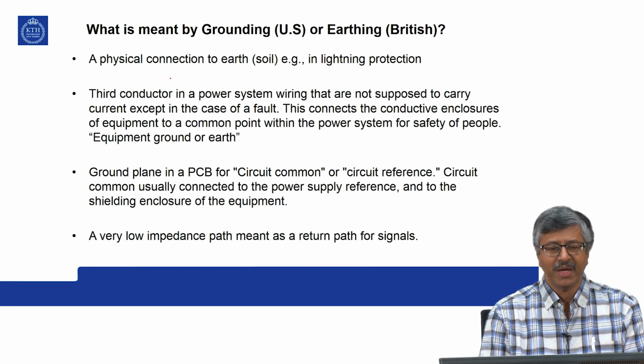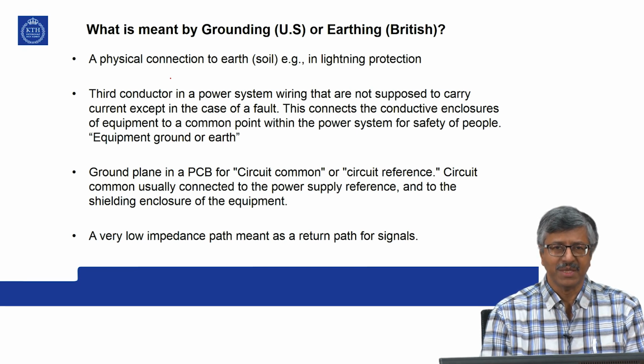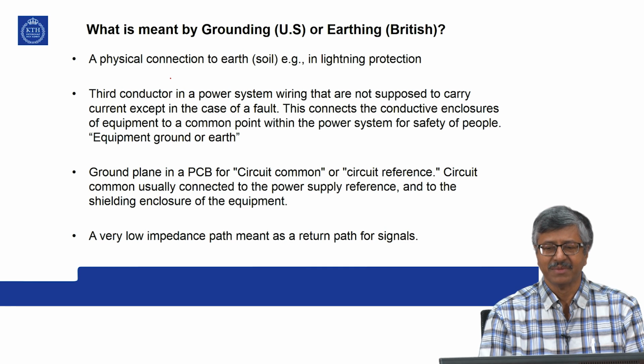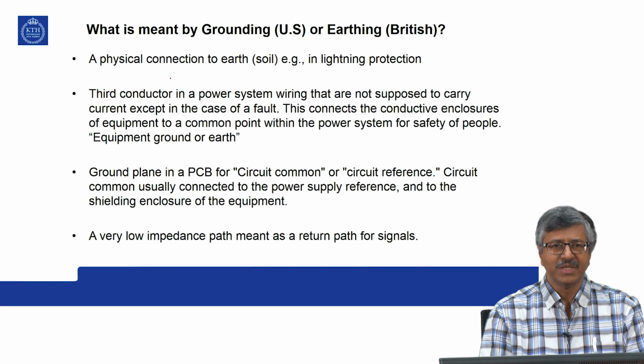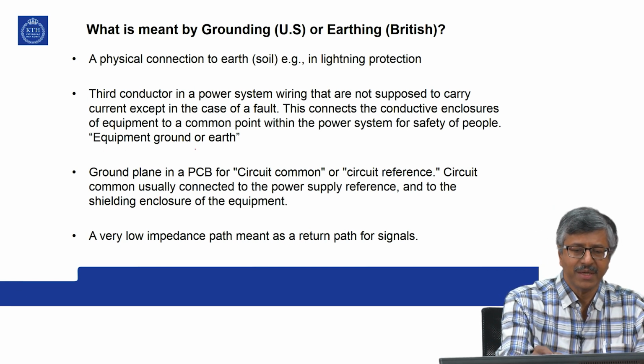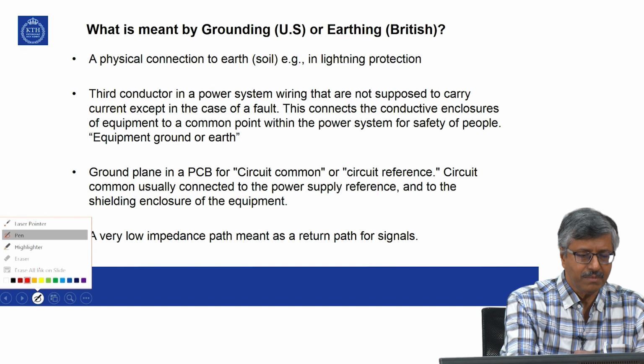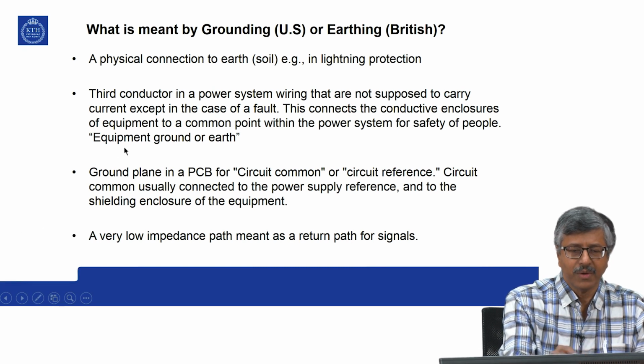For example, in a power system wiring, this third conductor is not supposed to carry any current except in the case of a fault. So this third conductor connects the conductive enclosures of equipment to a common point within the power system, and this is mainly for safety reasons, for the safety of the people from electrical shock. So this is often called equipment ground or earth, equipment earth.